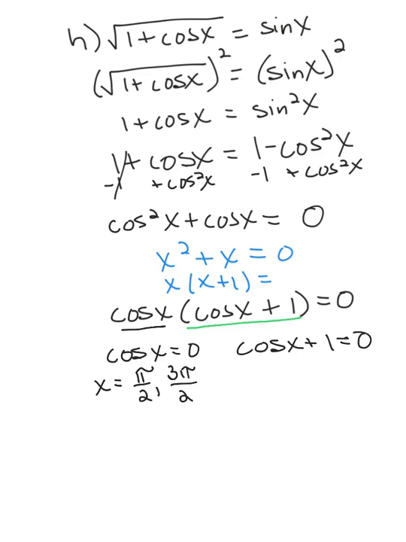On the other factor, it's not quite solved. We need to subtract 1 on both sides and get cosine of x equals -1. Now we want to ask ourselves, at what angle is the x value -1? That only happens at pi. So x equals pi.